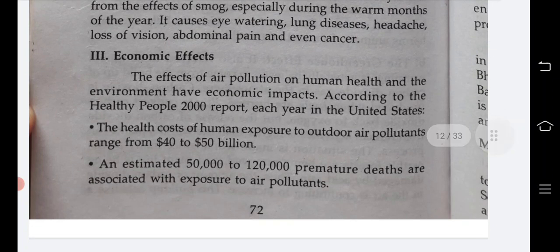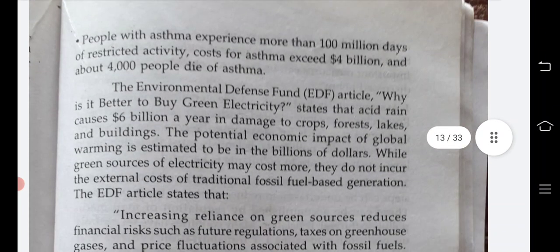Now, third one, economic effect. The effects of air pollution on human health and the environment have economic impact also. According to the Healthy People 2000 report, each year in the United States, the health cost of human exposure to outdoor air pollutants ranges from $40 to $50 million. An estimated 50,000 to 120,000 premature deaths are associated with exposure to air pollutants.